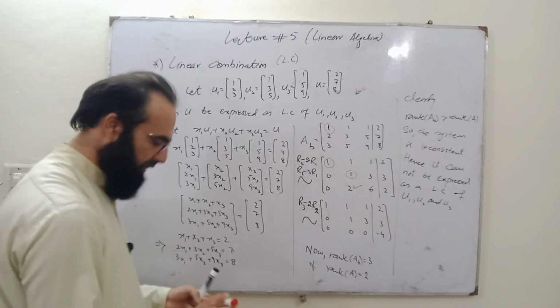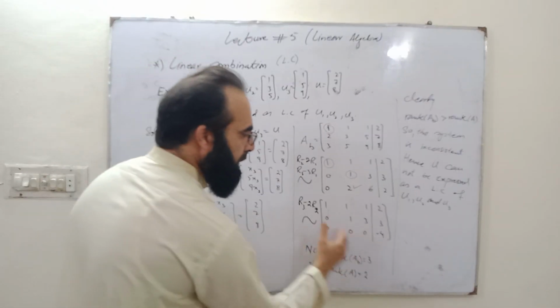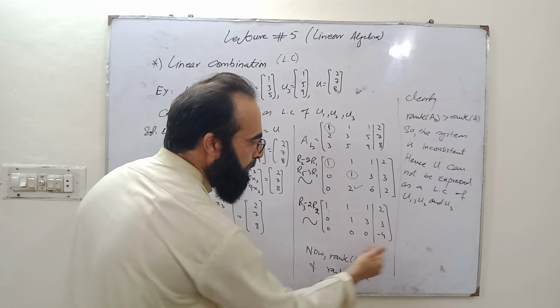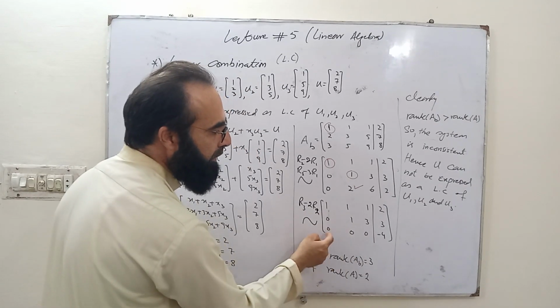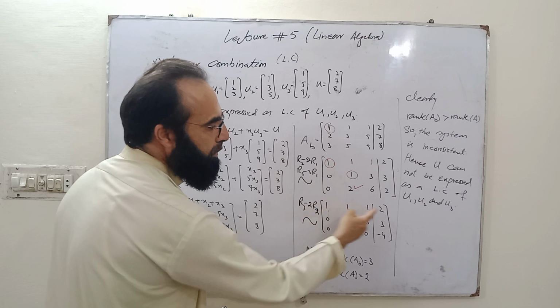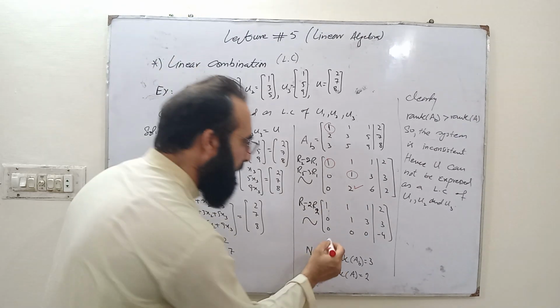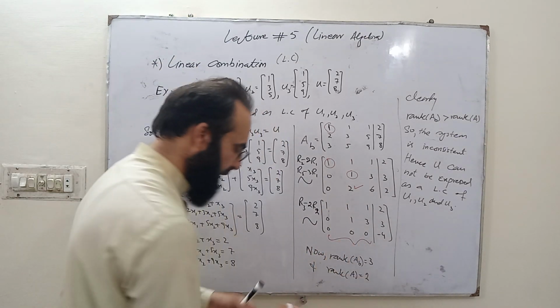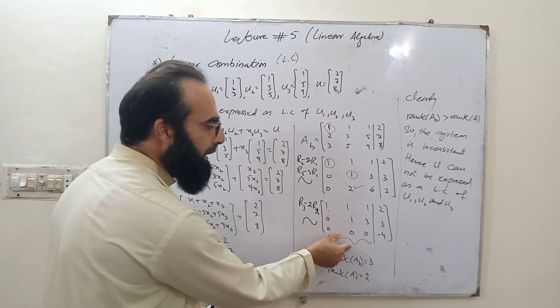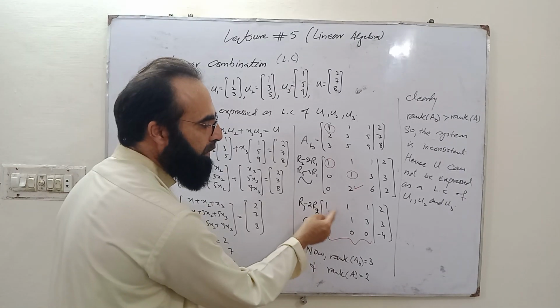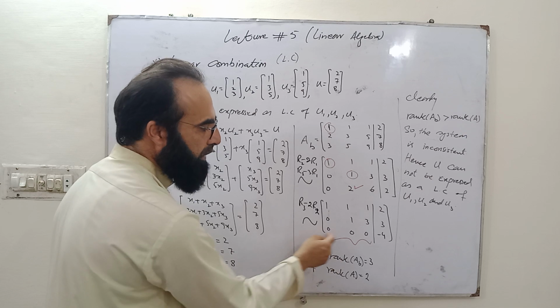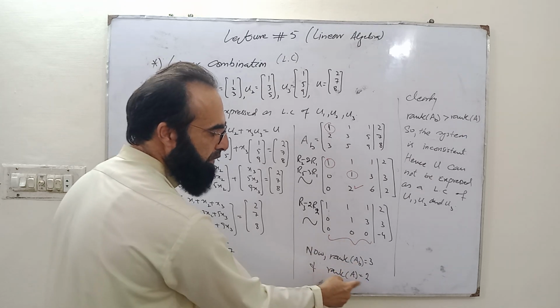Now look at this system. The rank of this whole matrix is 3, because there are 3 non-zero rows. And look at this coefficient matrix. Its rank is only 2, because we have 2 non-zero rows. The third row is 0, so the rank of the coefficient matrix is 2.